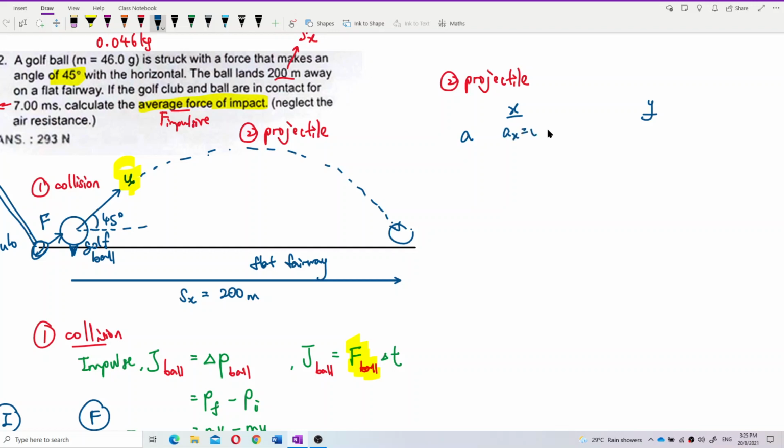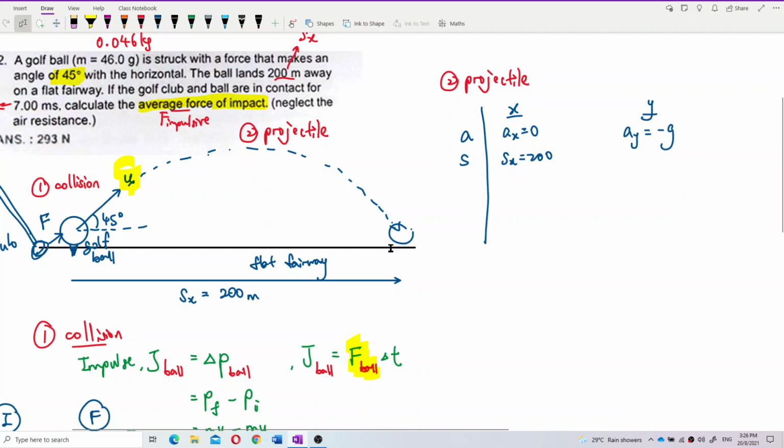Ax is always 0 because x is constant velocity. Ay is negative g because of gravity downwards. Okay, next we have the displacement. You see that? We have displacement. So this one is Sx. Sx is 200 meters. We don't have Sy. Never mind, leave it first.